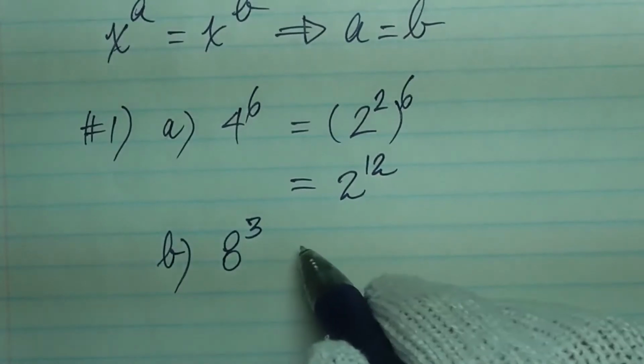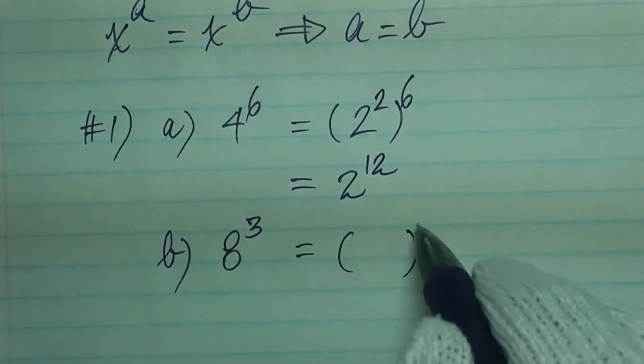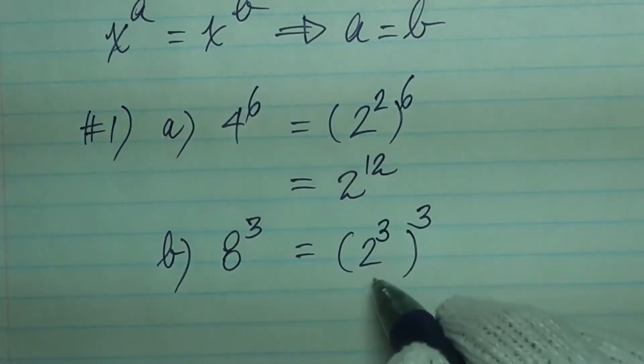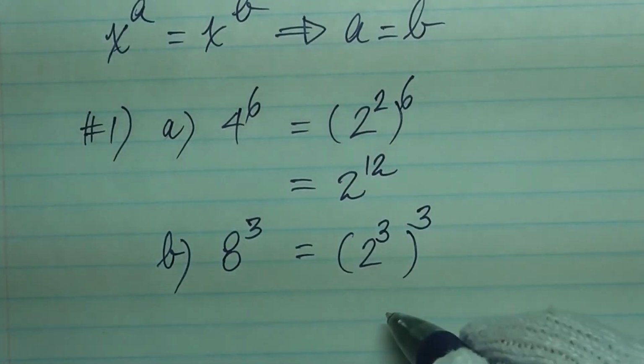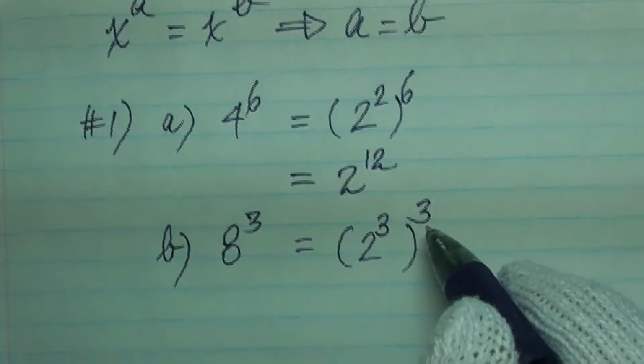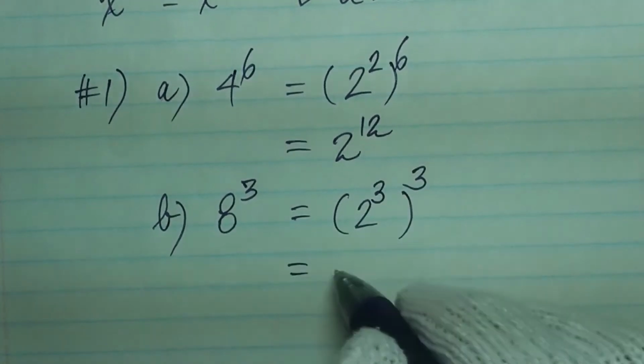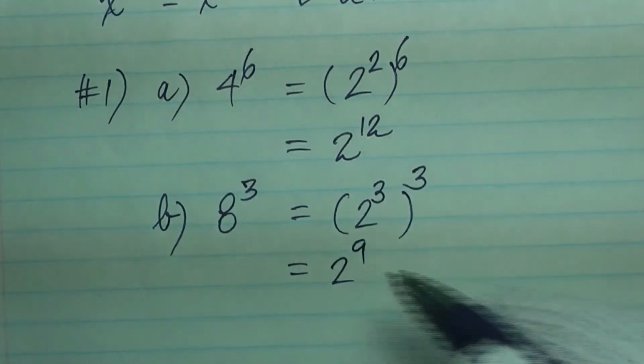Eight to the exponent 3. Could use the same technique. 2 to the exponent 3 will give me 8. 2 times 2 times 2. My outside exponent is 3, so I'm going to do inside times outside. This is going to give me 2 to the exponent 9.